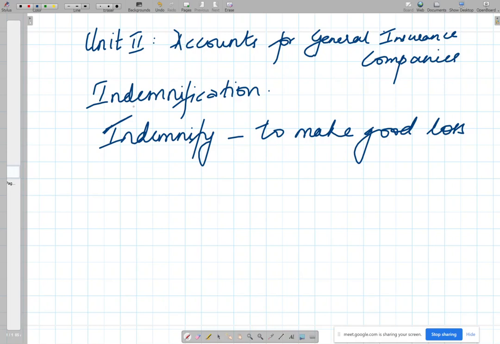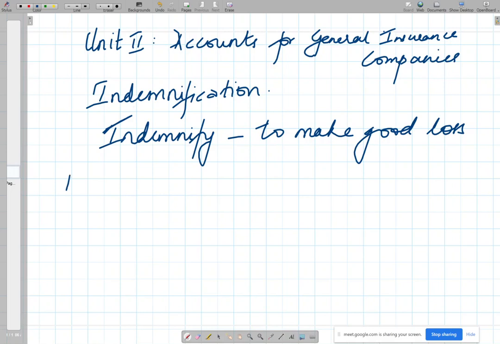At the most, if you claim your insurance money, they can pay you after checking, after surveying, after seeing how much damage has been done. They can pay you some amount to help you with that damage, to make good that loss which you have suffered. So what are they doing? They are not really protecting you, they are just indemnifying you against the loss which you had suffered. So insurance is not really about protection against losses, but it is more about indemnification against losses.